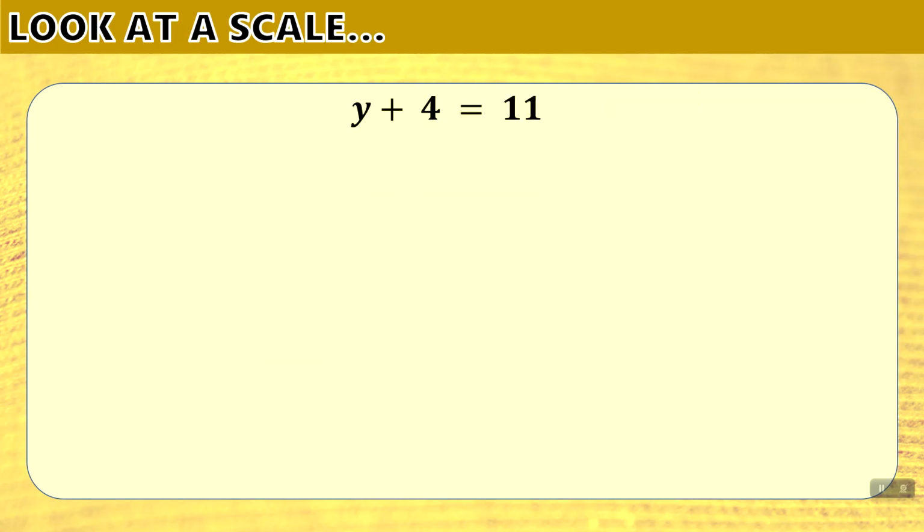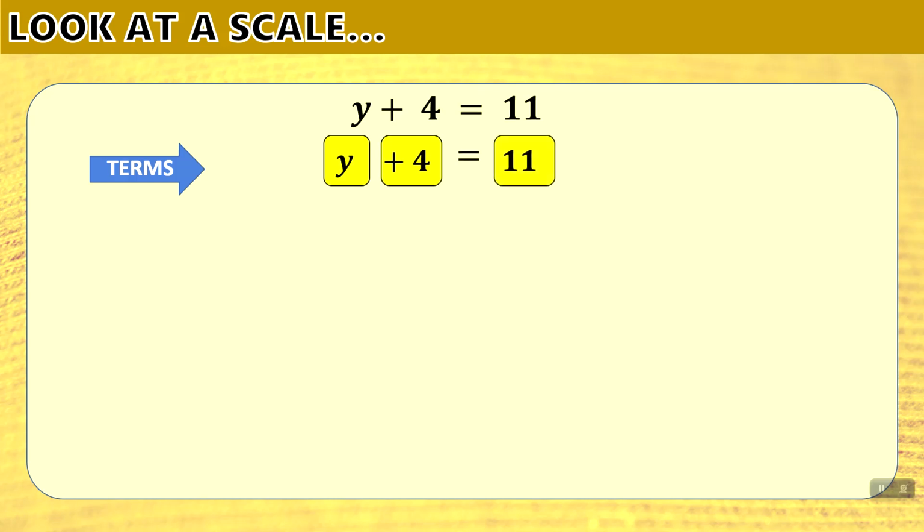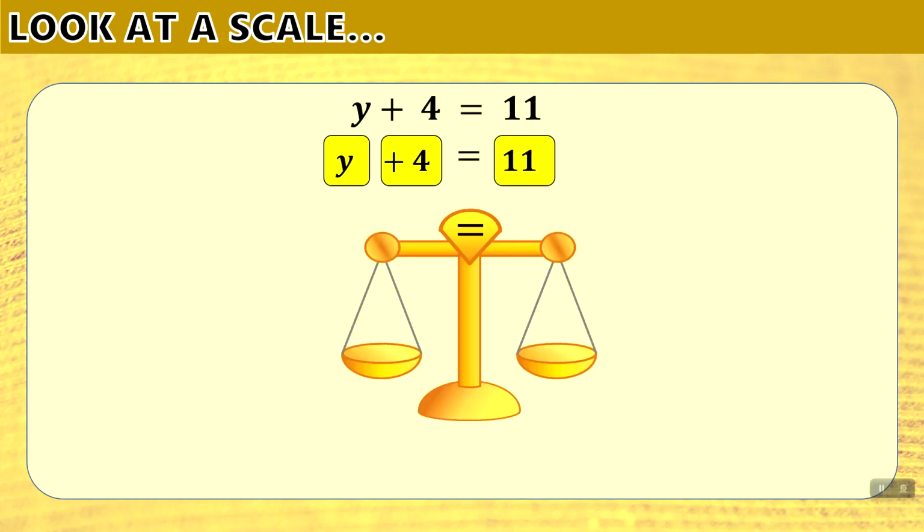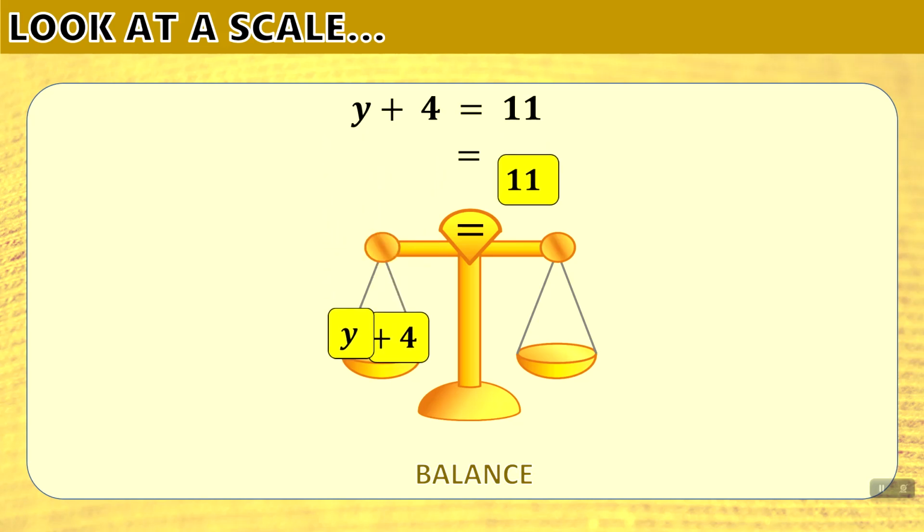Let's have a look again at y plus 4 equals 11 and break that down into its terms. We have y, we have plus 4, equals, and 11. If we imagine an equation is similar to a scale where everything on the left-hand side of the equal sign is on the left side of the scale and everything on the right side of the equal sign is on the right side of the scale, we can notice a balance. And so if we put y plus 4 on the left and we put 11 on the right, those are in balance. And to find the unknown, we have to remove the plus 4 from the y.